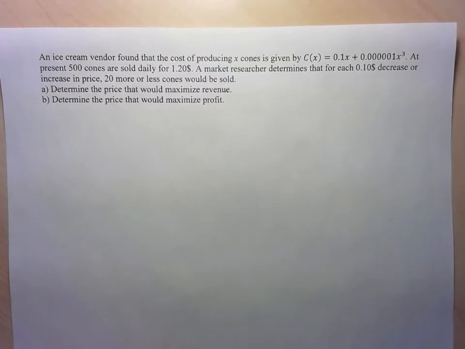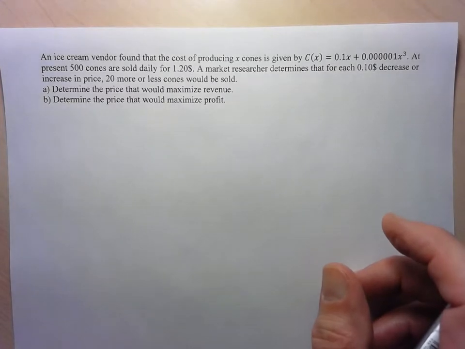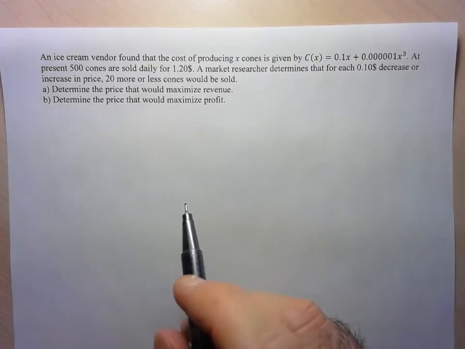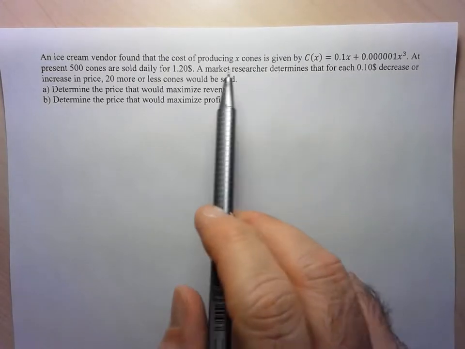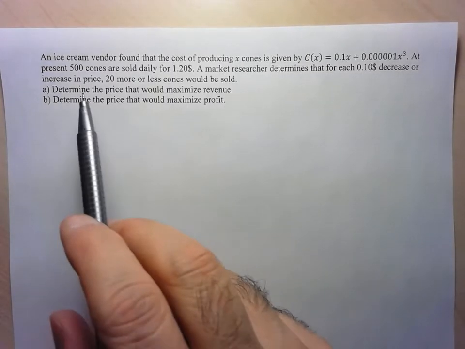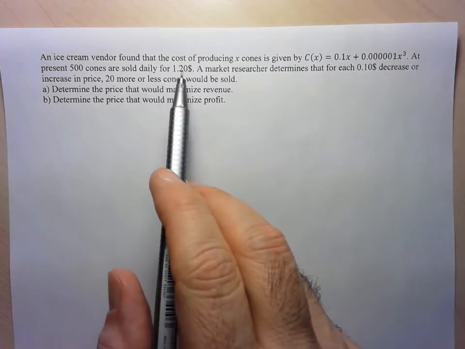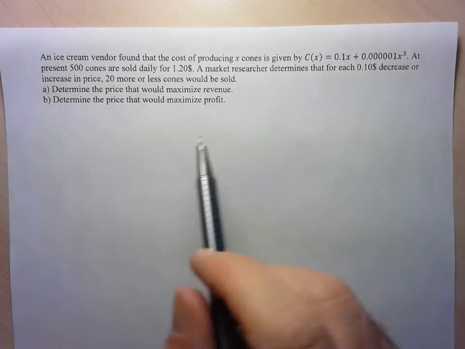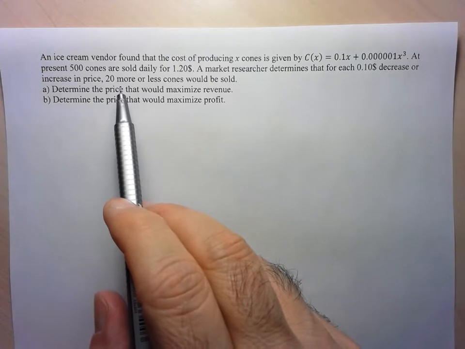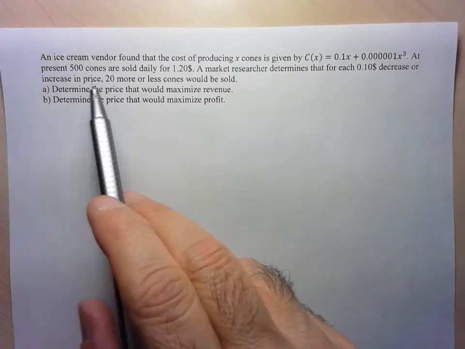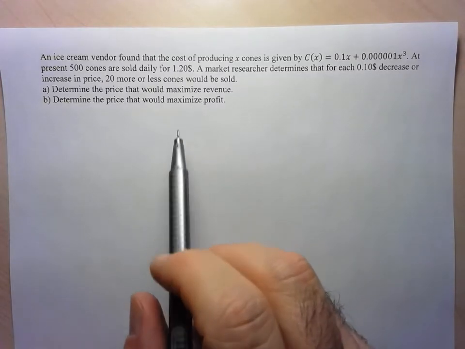Hi folks, so we're going to take a look at the solution to this optimization question, which hopefully will look familiar because you would have solved these types of problems back in grade 10 and 11. So here what they do is they give us the cost for producing a certain number of cones, and then they tell us that currently 500 cones are sold at $1.20 per cone. Okay, and if we decrease the price by 10 cents, 20 more cones will be sold, or alternatively, if we increase the price by 10 cents, 20 less cones will be sold, and we want to maximize revenue and profit.